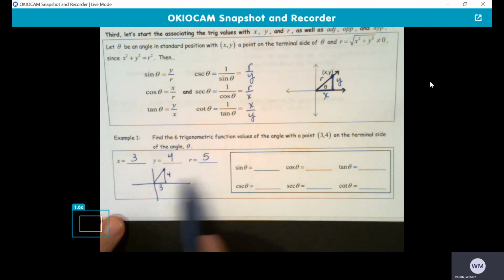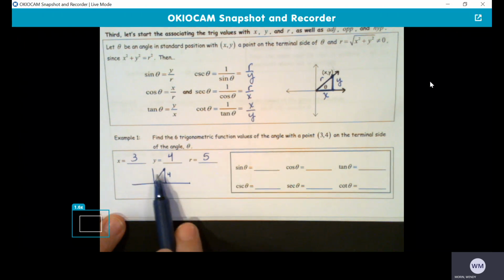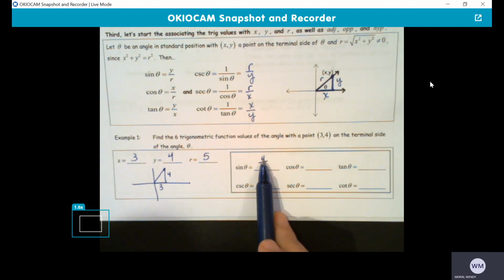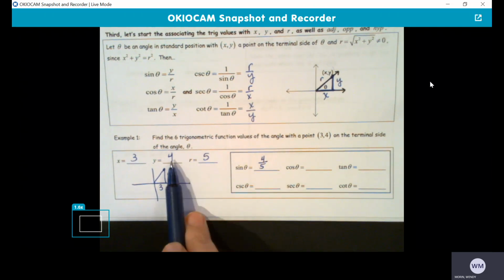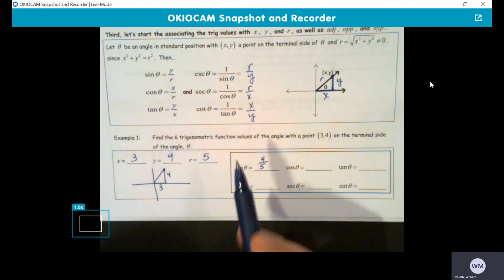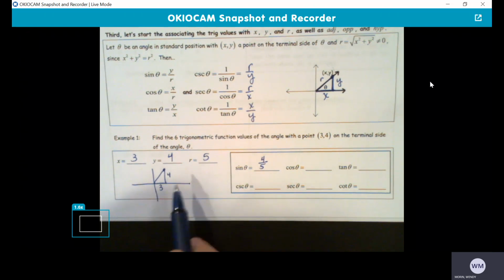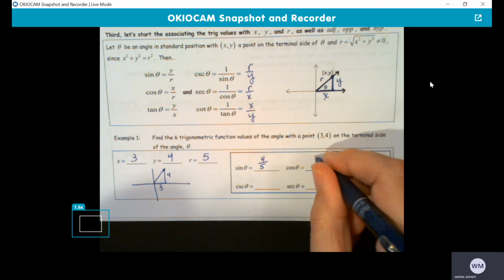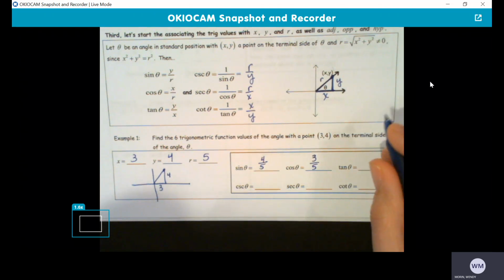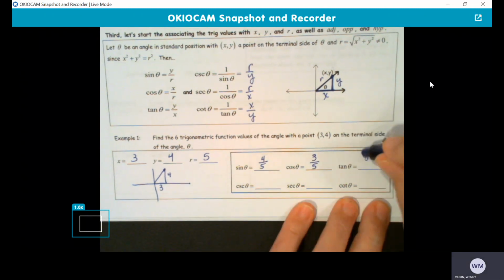Okay, so if I use my SOHCAHTOA on these, I can do my opposite over my hypotenuse. Or I could use my y value over my r value. Sine is y over r. See, I told you I don't have those memorized. Sine is y over r. So that's my y over my r. Cosine is x over r. Tangent is y over x.